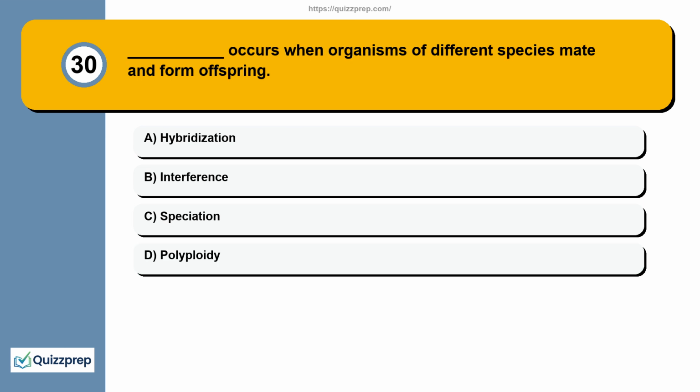Question 30. Blank occurs when organisms of different species mate and form offspring. Hybridization, interference, speciation, polyploidy.